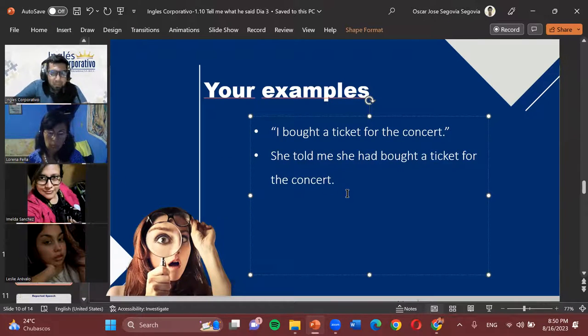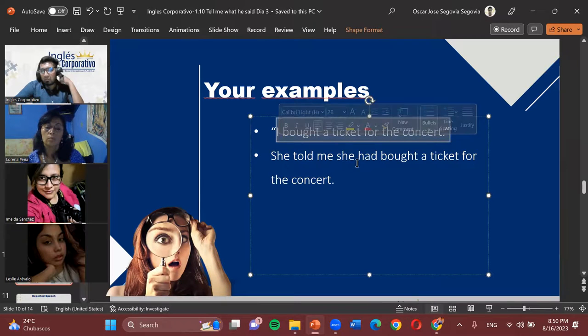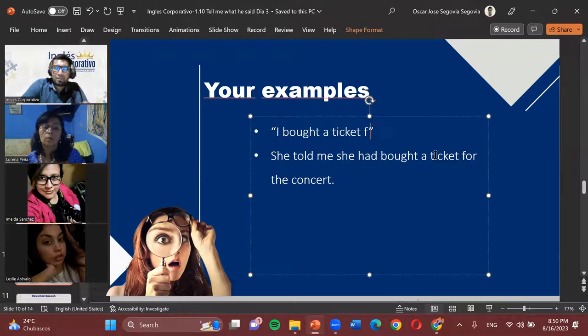Now, anyone else who has an example, maybe from a situation taking place in the future? I have one, but with a question. Okay, shoot it. "How old are you?" Very good. All right, "How old are you?" Great. How would you report this question?